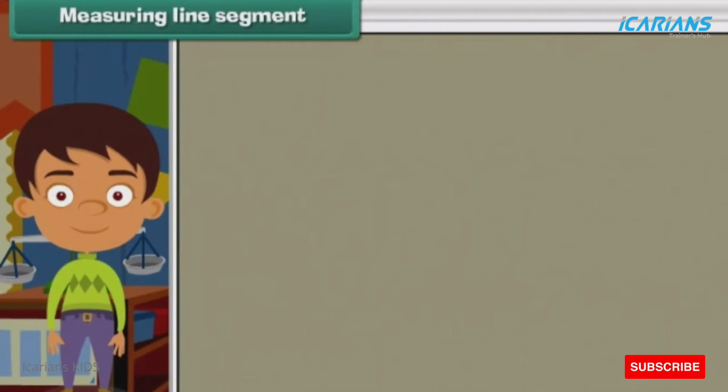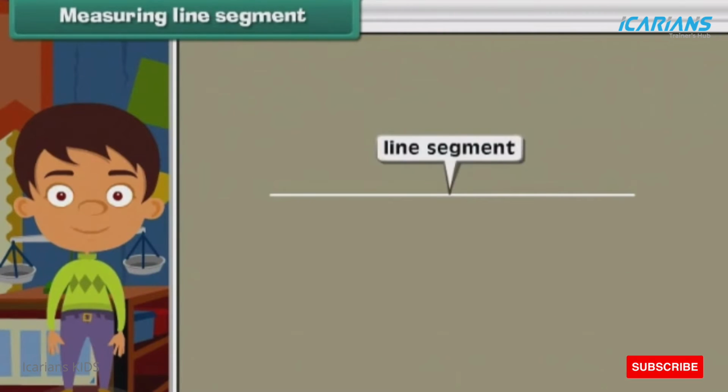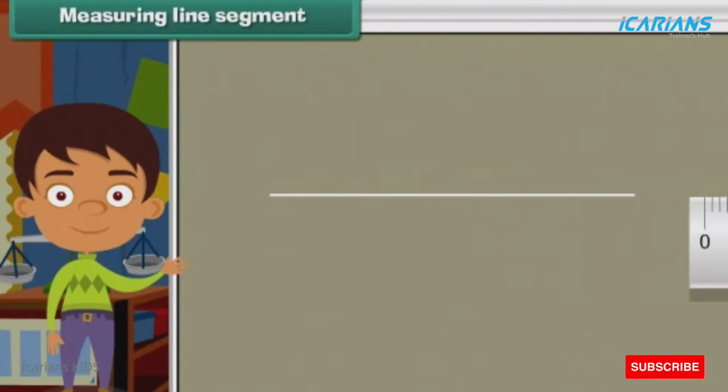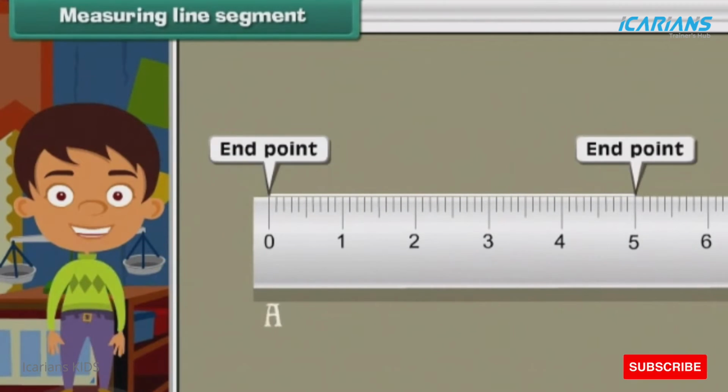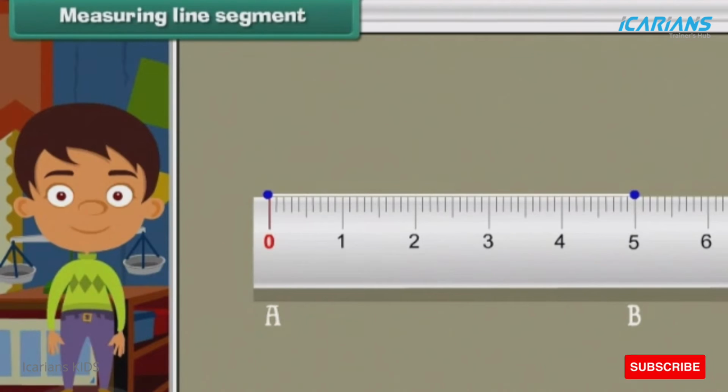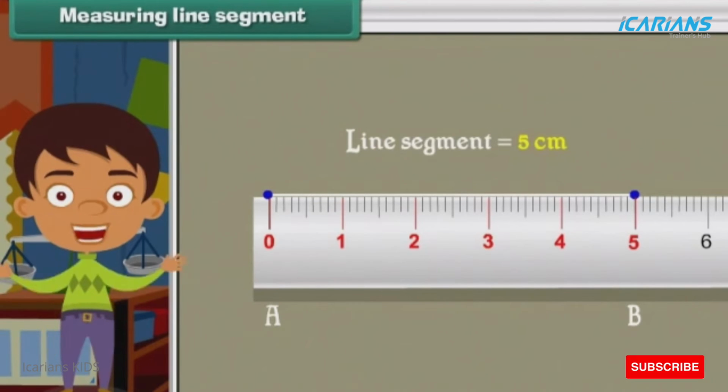Measuring a line segment. It's time that we learn to measure a line segment. To measure the line segment AB, we use a centimeter scale. Put one end of the scale starting with 0 just below the point A. On going from point A to B, digits 0, 1, 2, 3, 4 and 5 are travelled. Therefore, the length of the line segment is 5 centimeter.